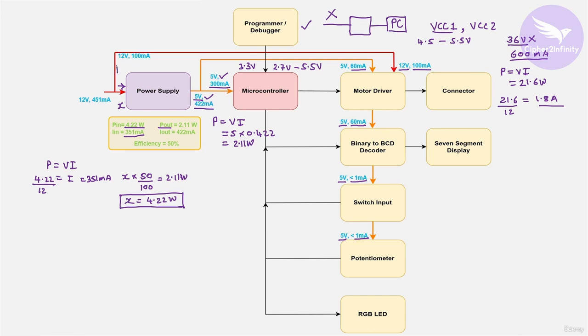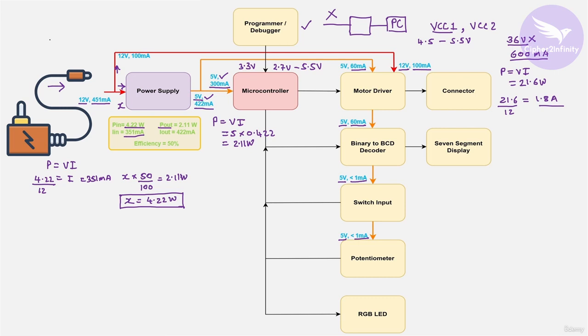Then this 100 milliampere will be consumed by this motor driver IC, and this value of current is actually at 12 volt. Okay. So the external power supply or the external adapter that we are going to use to power our system should be capable of providing 12 volt on the output side, and it should deliver maximum current of 451 milliampere. So that's basically the current which this particular power supply should deliver.